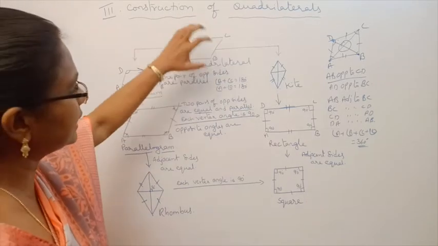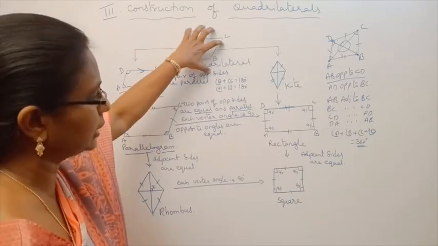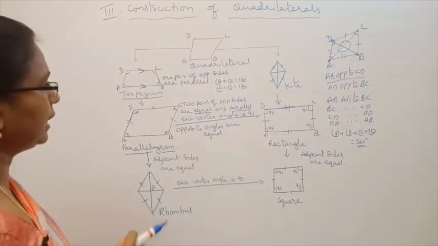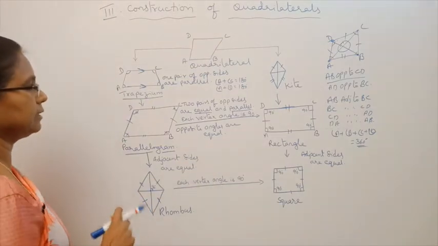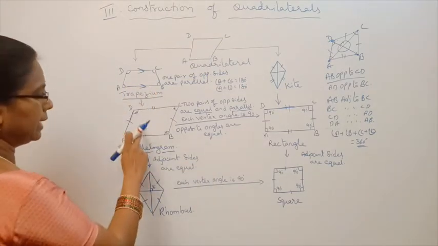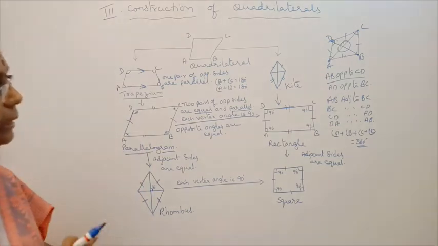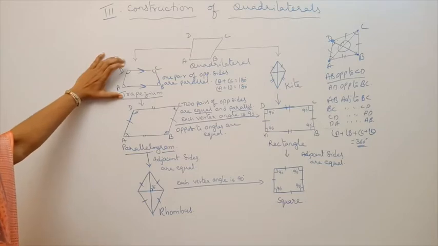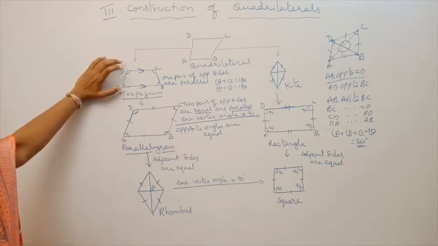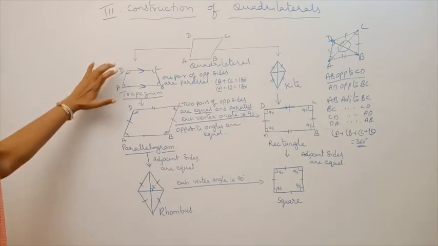Then what is the total internal angle in a quadrilateral? 360. Then how many types of quadrilaterals are there? Trapezium, parallelogram, rectangle, square, rhombus, kite. What are the properties of a trapezium? In a trapezium, one pair of opposite sides is parallel.